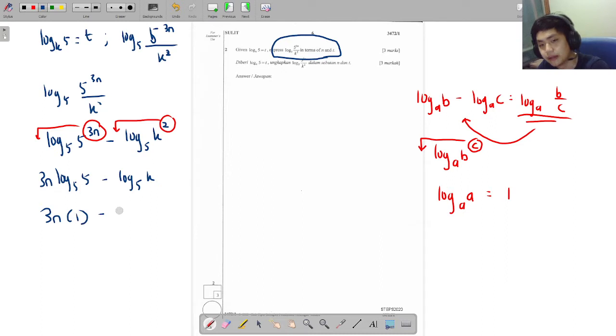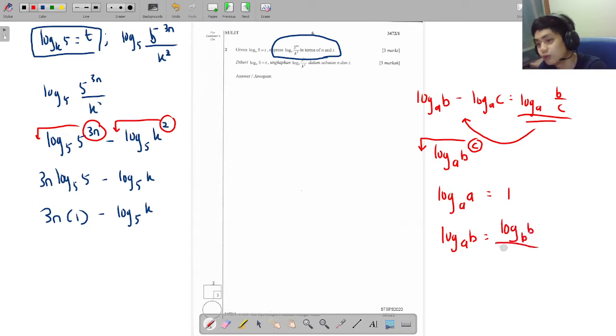So 3n times 1 minus log 5k. And from here, the question gave us log k5, but you notice that the base and the number here are different. So we can apply another log law where we change the base. Let's say I want to change the base to b: log a b will be log b b over log b a. The old power goes to the front and is replaced by the new power. So in this case, I'm going to change the base to k to match what the question has given me. So 3n times 1 is 3n, so it will be log k over log k5.